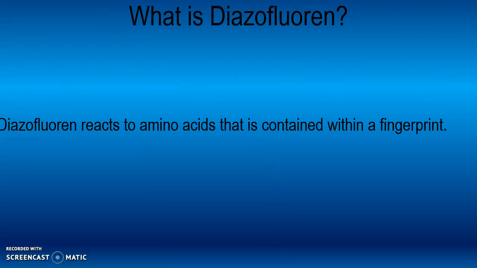Of course, what is diazafluorenone? Diazafluorenone reacts to amino acids that are contained within a particular fingerprint.